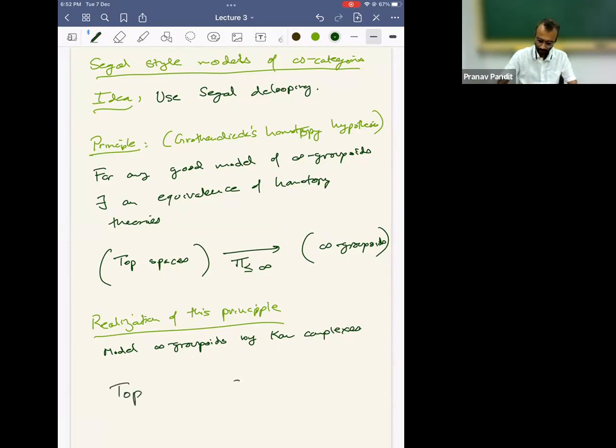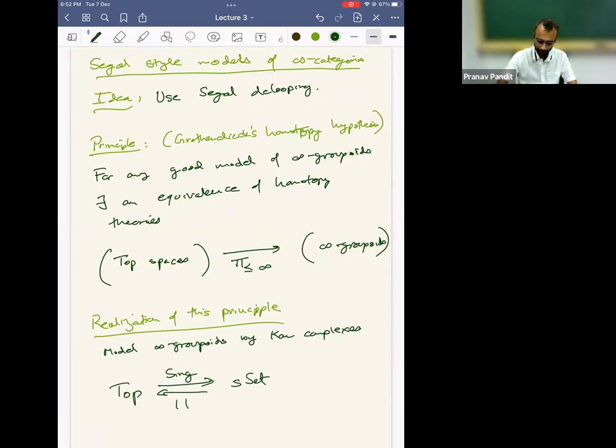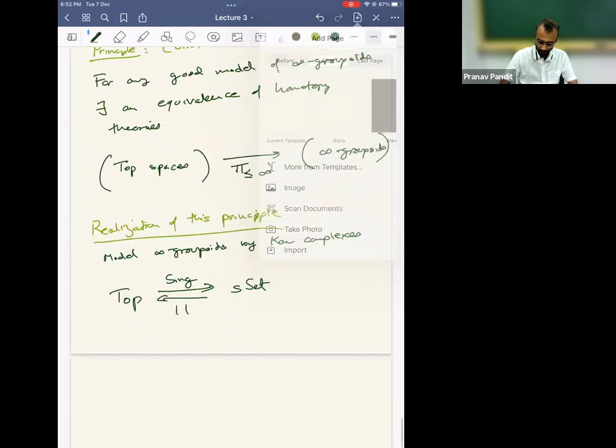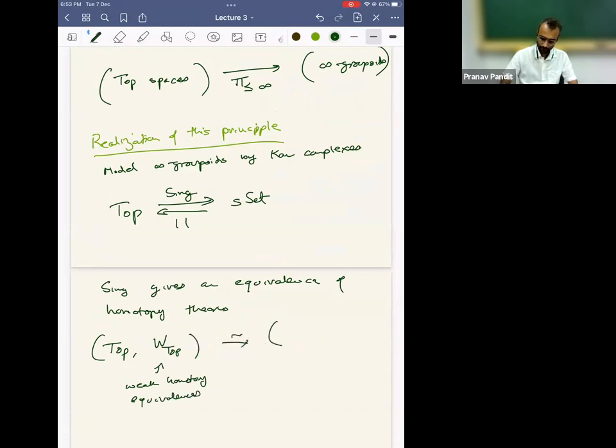from Top to simplicial sets called Sing, which had this adjoint. And Sing gives an equivalence of homotopy theories: Top with weak homotopy equivalences, and unfortunately the other side will also be called weak homotopy equivalences, as Set.